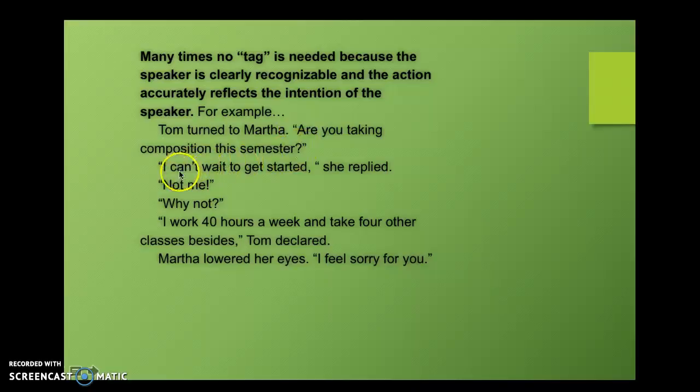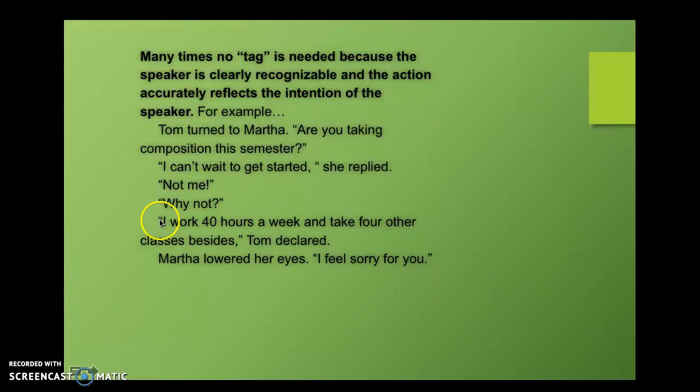And then we have a tag here, I guess, with she. So we put quotation marks around what was said. This is a comma because it precedes the tag. And then we have no tags here, which is totally okay. We just have quotation marks. Punctuation goes inside the quotation marks. Question mark goes inside the quotation marks.